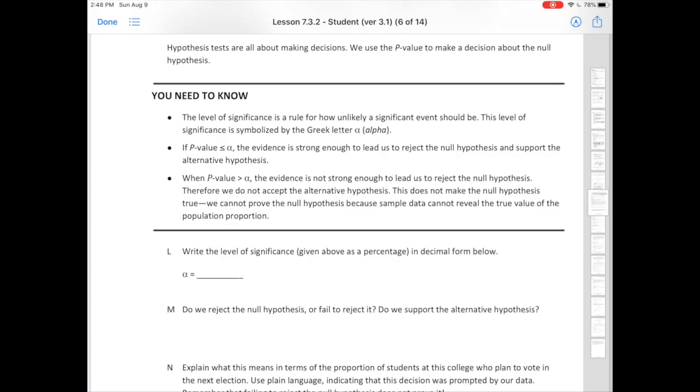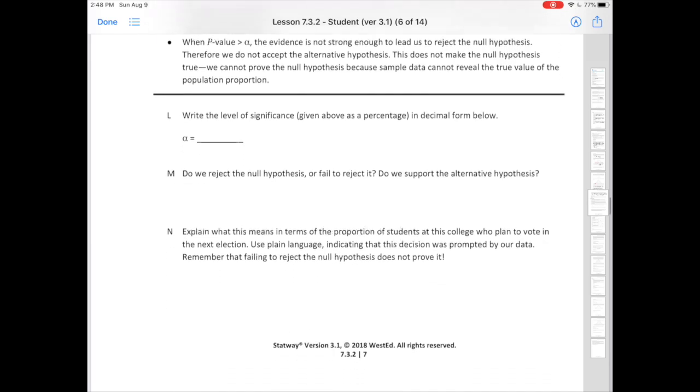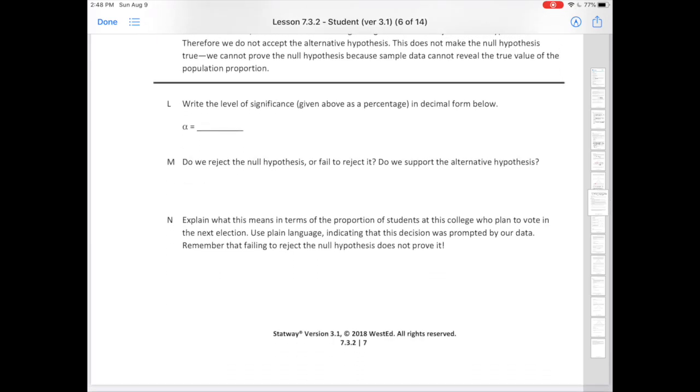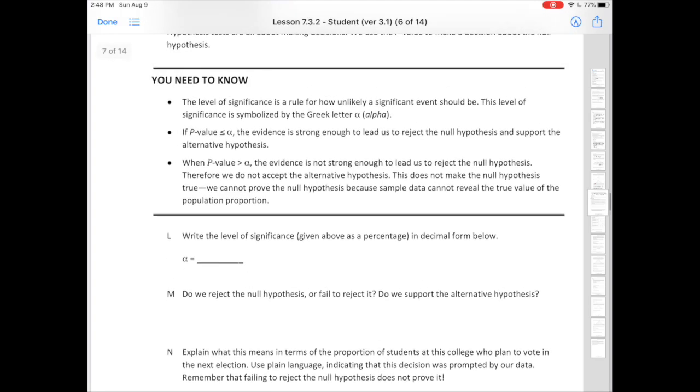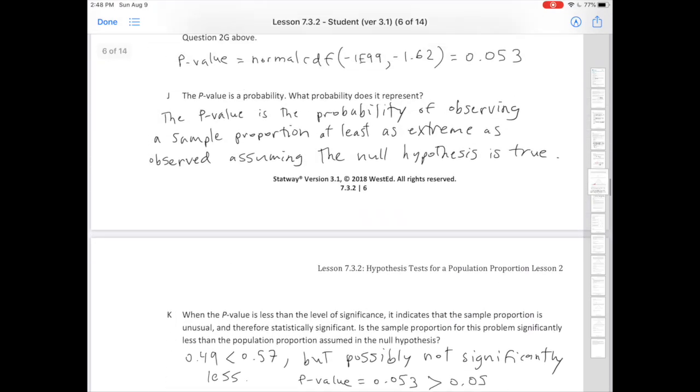Now remember, this does not make the null hypothesis true. We can't prove the null hypothesis because sample data cannot reveal the true value of the population proportion. So let's go ahead and write down what we know. Write the level of significance given above as a percentage in decimal form below. What is our level of significance? Well, the problem said it was a 5% significance, wasn't it?